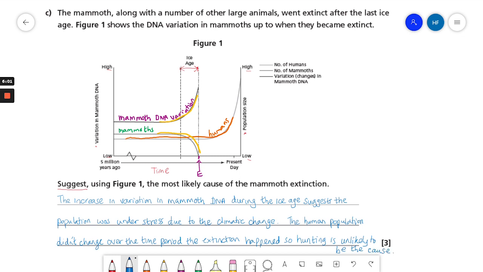Okay, so we've got 3 marks there. 1 mark would be allocated for saying the sudden increase in DNA changes during the Ice Age. The 2nd mark would be for mentioning that the population would have been under stress due to the climatic change. And the 3rd mark would be for referring to the fact that the human population didn't change when the mammoths went extinct, so hunting or human cause is unlikely to be a factor in the extinction.